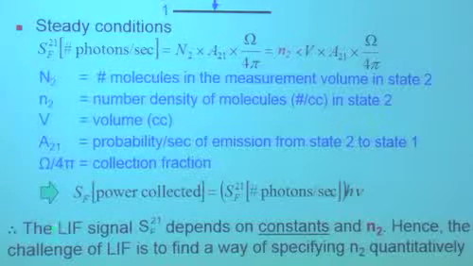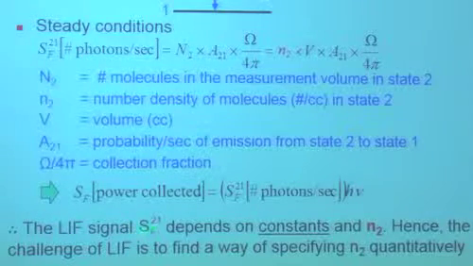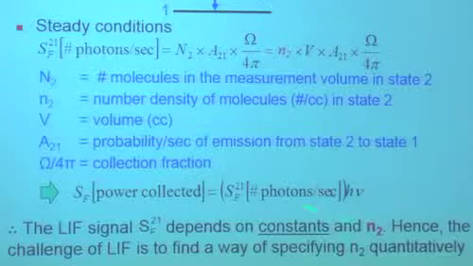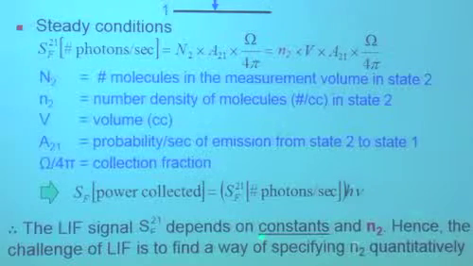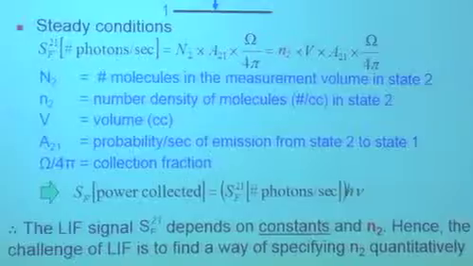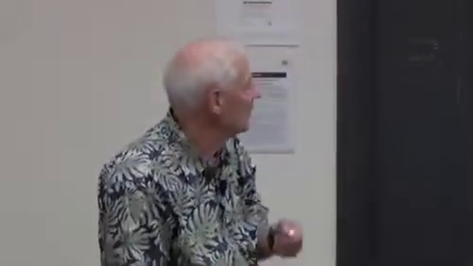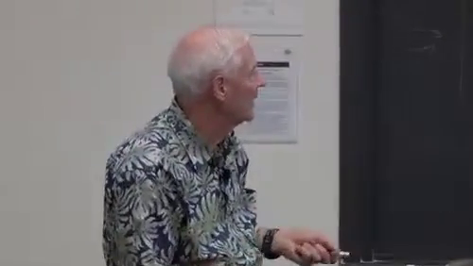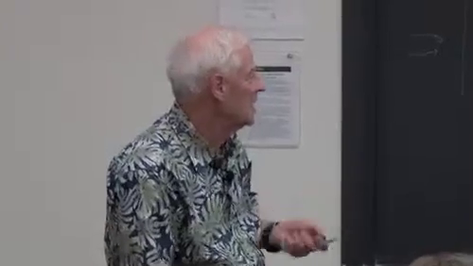Interestingly, the signal that you're measuring depends really only on some constants and N2. So if you know the volume, and you know A, and you know omega over 4 pi, we're almost done. Except that N2 is not so easy to define. That's the problem.